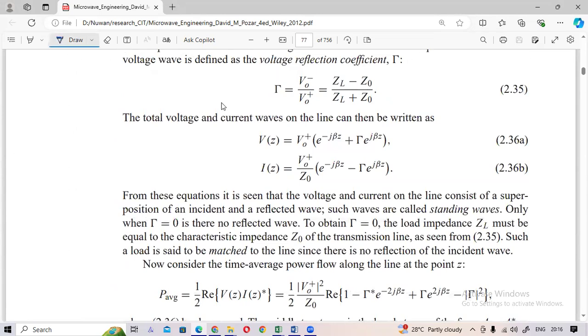So VSWR is defined like this: 1 plus the magnitude of the reflection coefficient over 1 minus the magnitude of the reflection coefficient, because this reflection coefficient will be a complex value. So we have discussed these things.